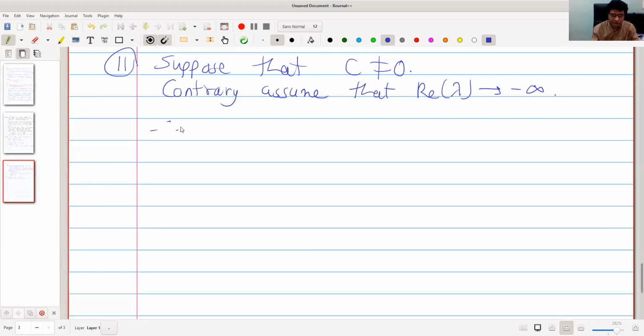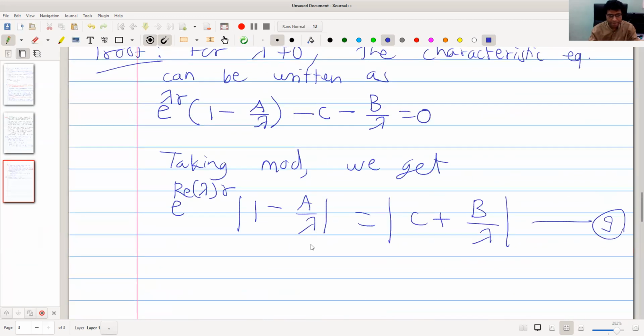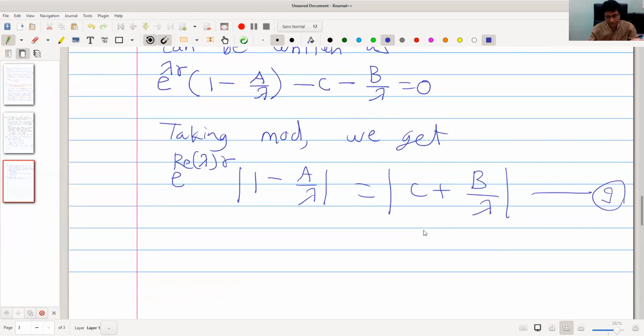Therefore, what happens to the left hand side of 9? This real part is tending to minus infinity, so this becomes 0, and this a by lambda is also tending to 0, so the left hand side is tending to 0. What about the right hand side? b by lambda is also tending to 0 because the real part of lambda is tending to minus infinity. So this tends to mod c. Okay, so the left hand side is 0, the right hand side is mod c, but c is non-zero. This is a contradiction.